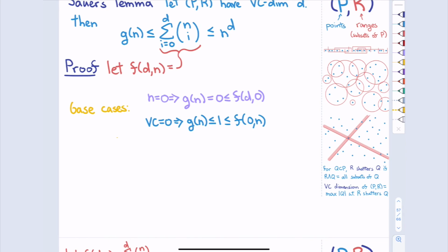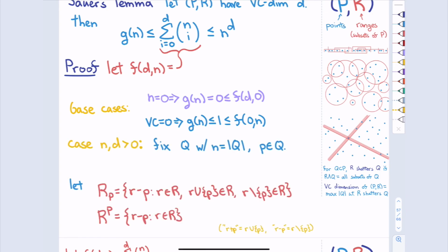Let's do this briefly. I want to show that g of n is at most the sum of binomials, which is bounded above by n to the d, but we're going to do an induction argument where we actually want the stronger binomial sum. I'll let f(d, n) denote this sum. The base cases are not interesting. In the inductive case, this is where it gets more fun.